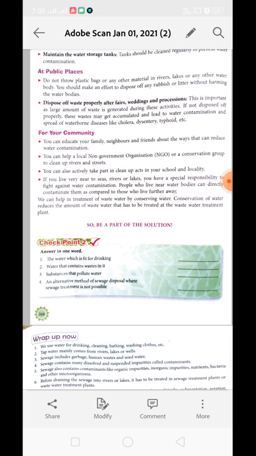We can help in treating wastewater by conserving water. Conservation of water reduces the amount of wastewater that has to be treated at the wastewater treatment plant.